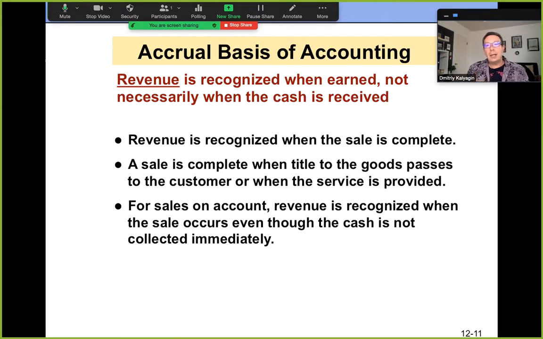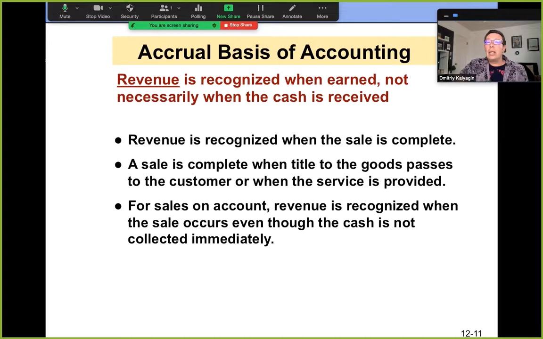So as a result, sometimes we receive cash before revenue is earned. We get advance payments. And often we first provide service, which means we earn revenue, but we get paid later. So that's why we have such accounts as accounts receivable under accrual basis of accounting. And this is a rule. This is what GAAP requires. GAAP requires accrual basis of accounting.